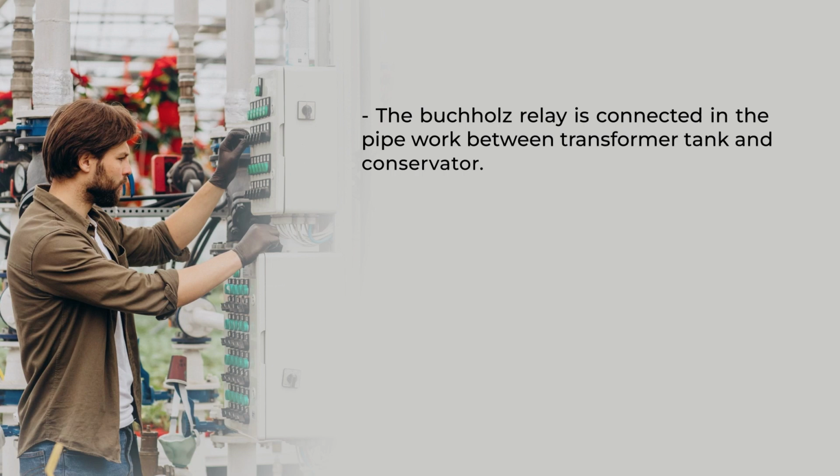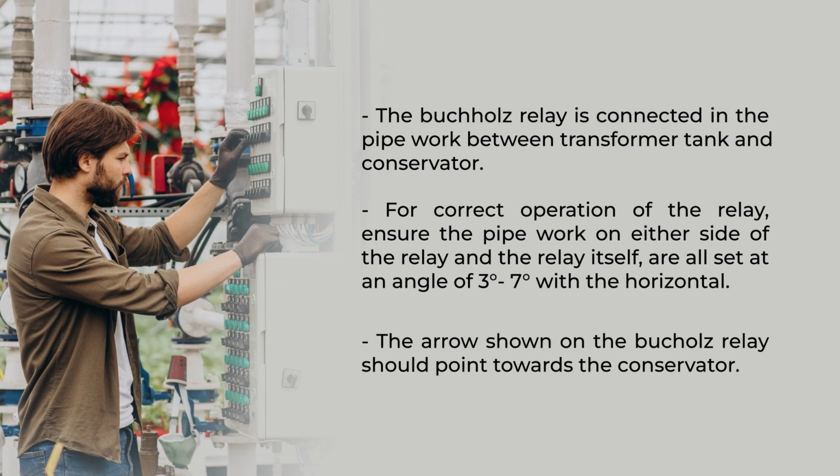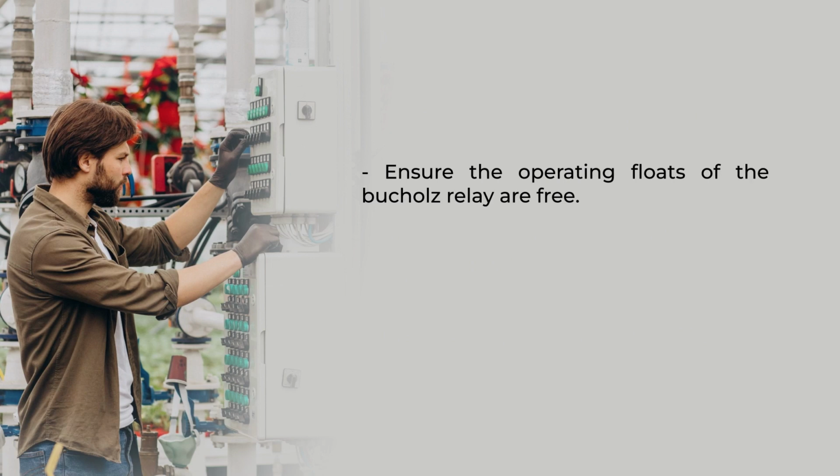The Buchholz relay is connected in the pipework between transformer tank and conservator. For correct operation of the relay, ensure the pipework on either side of the relay and the relay itself are all set at an angle of 3 degree to 7 degree with the horizontal. One has to see the arrow which is there on the Buchholz relay. The arrow shown on the Buchholz relay should point towards the conservator. Ensure the operating floats of the Buchholz relay are free.